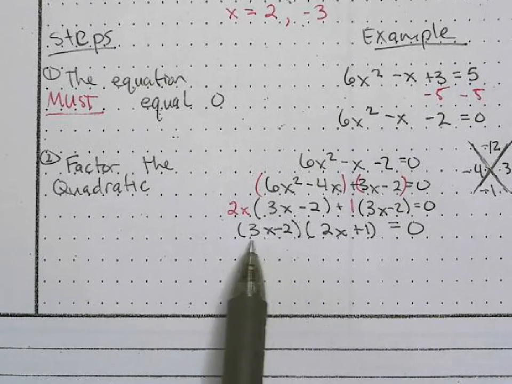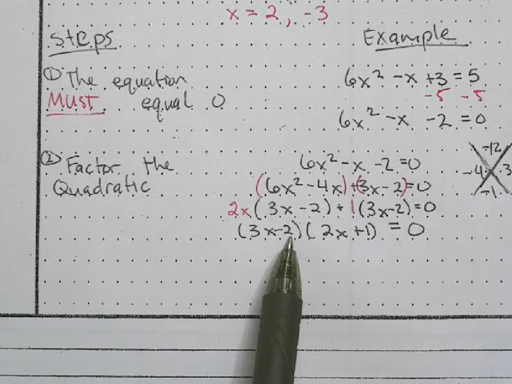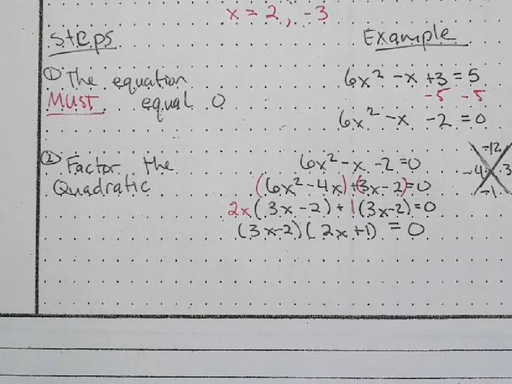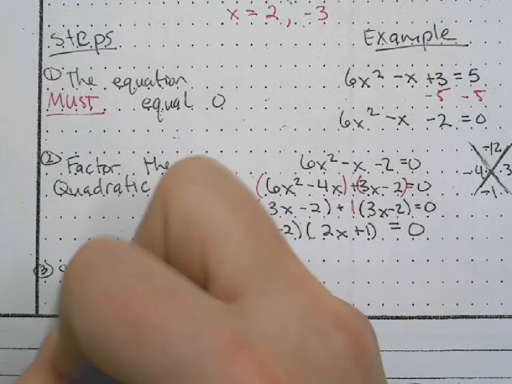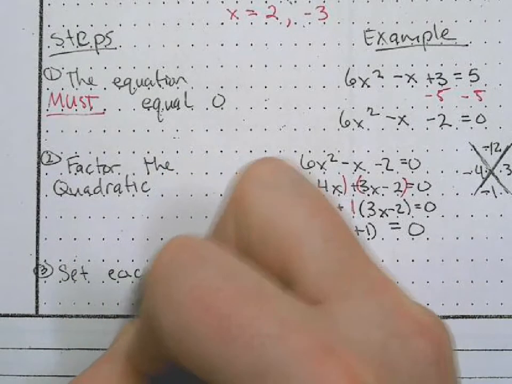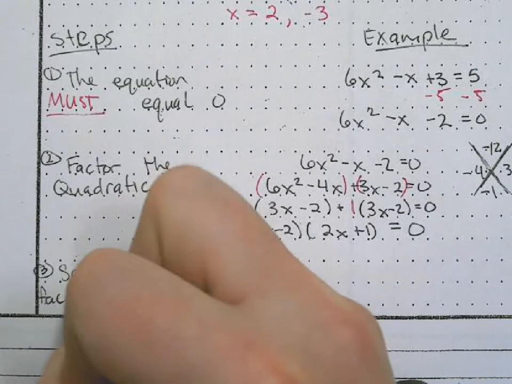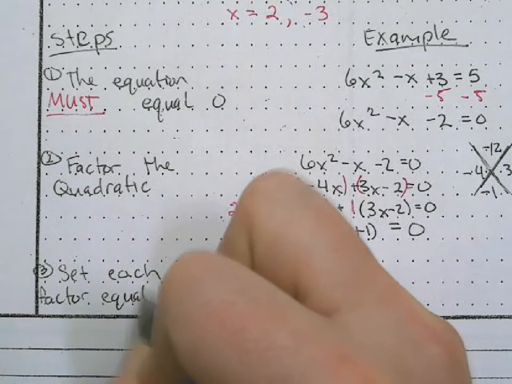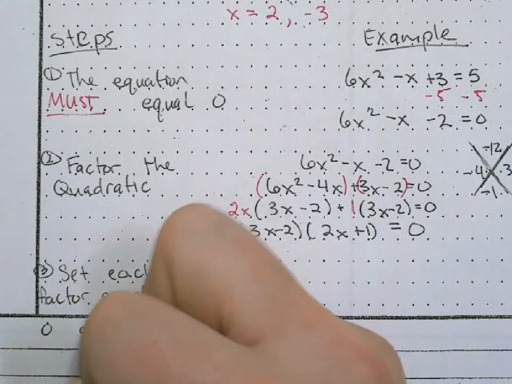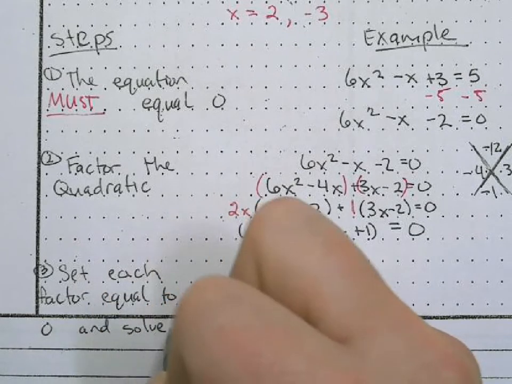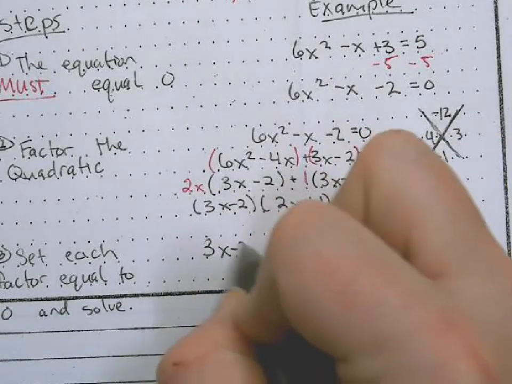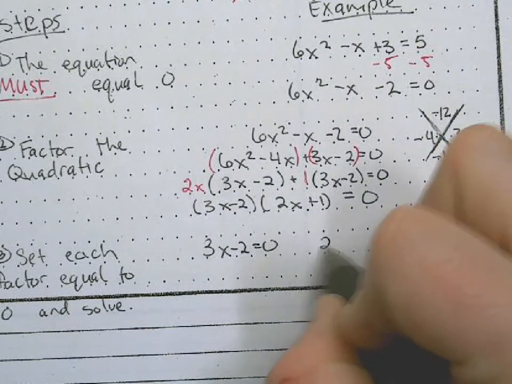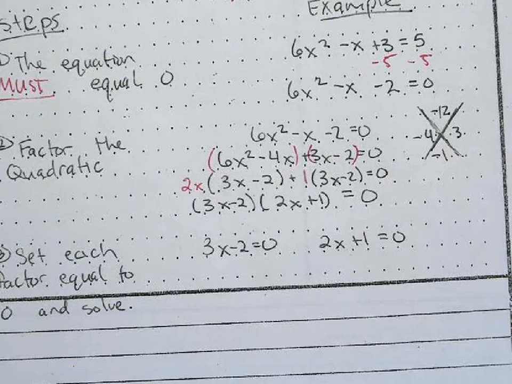So now I'll just set each piece, the 3x minus 2, equal to 0, and I'll set the 2x plus 1 equal to 0, and we'll solve. So that's our final step. Set each factor equal to 0 and solve. So we'll have 3x minus 2 equals 0, or we can say 2x plus 1 equals 0.